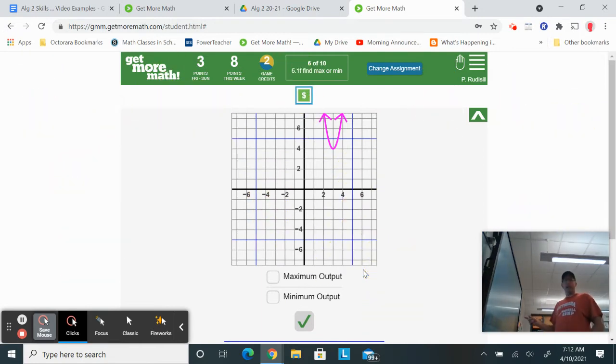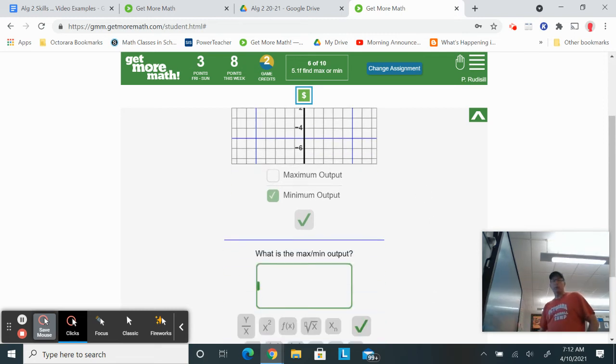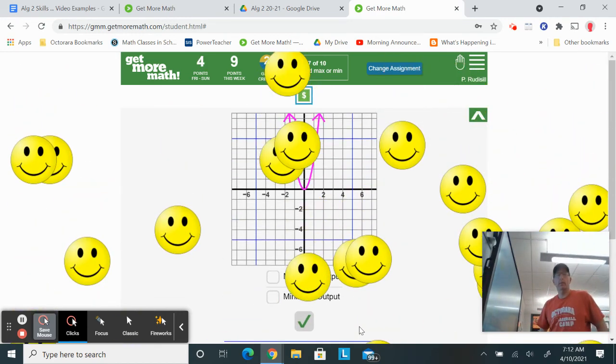So here's another parabola. It opens up. So you look at the vertex. That's the lowest possible output. There are none below it. All the rest are higher. So that would be another minimum. Check that. And what's the minimum value? In this case, would be a 4. So I tap in here, a 4 for the output.